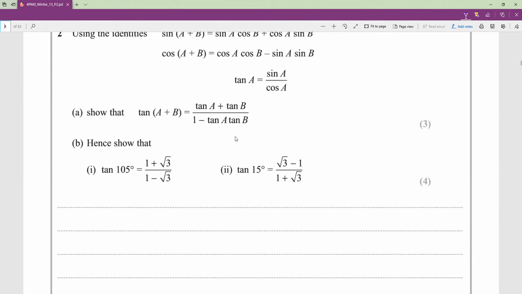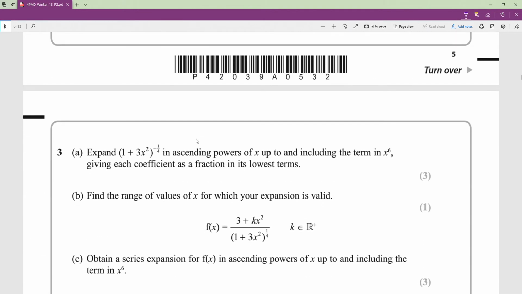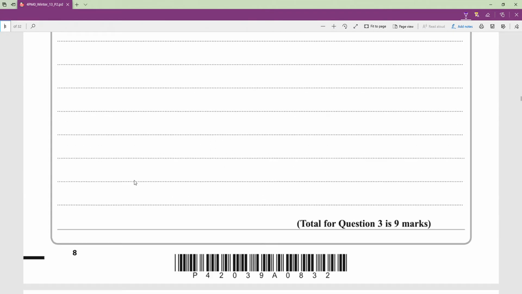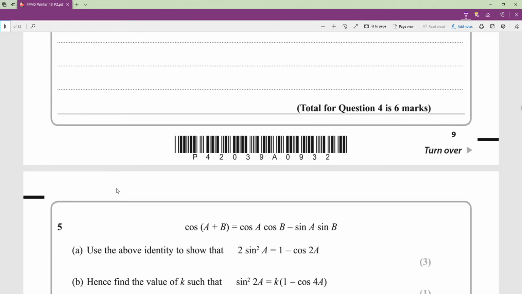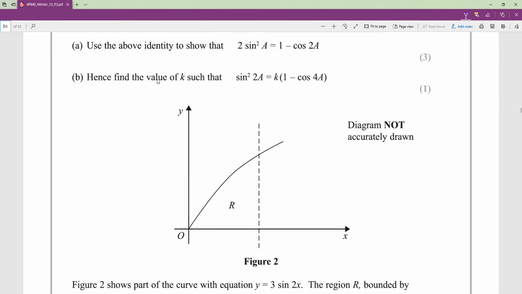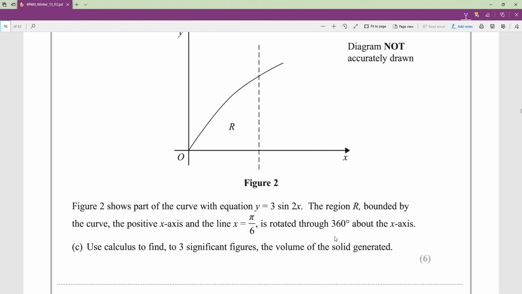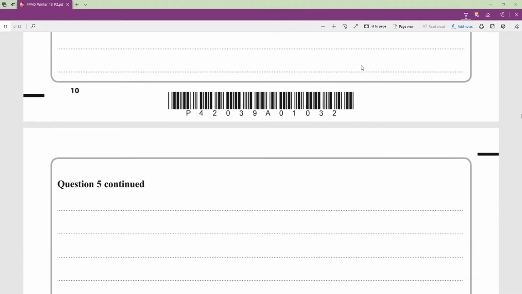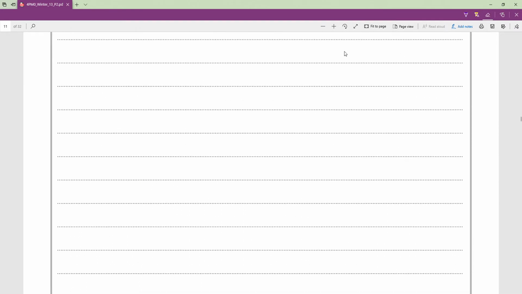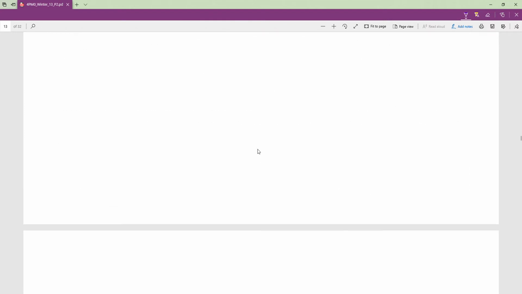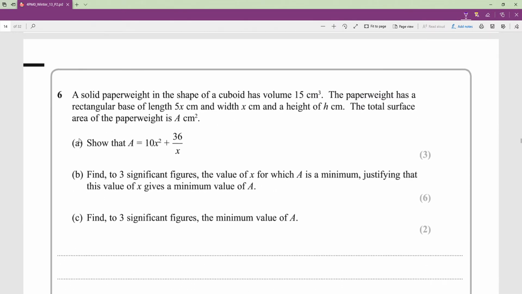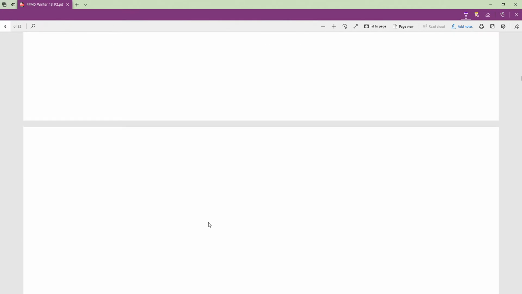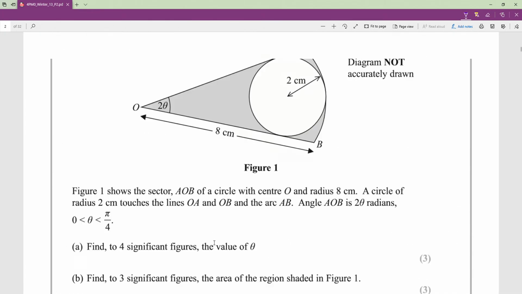Geometry, trig functions, binomial expansion, looks like infinite binomial expansion. Differentiation should be easy. What's this? You see a degree symbol? Yes, and a graph must be volume of revolution. They give you a lot of space, don't they? And rates of change. Alright, so let's start with the first question.